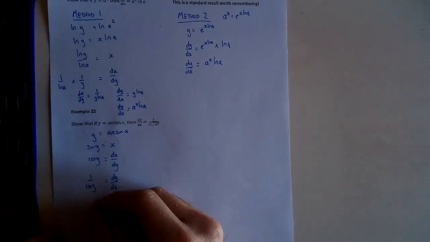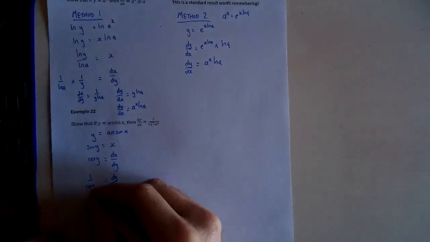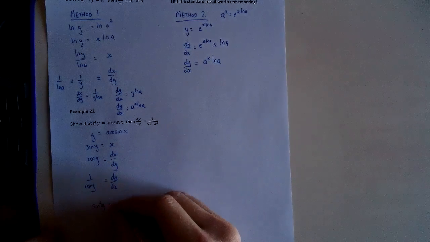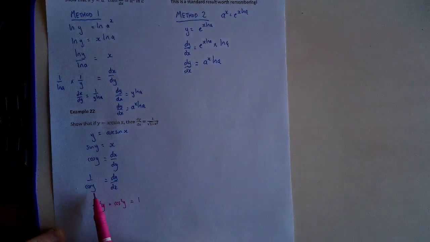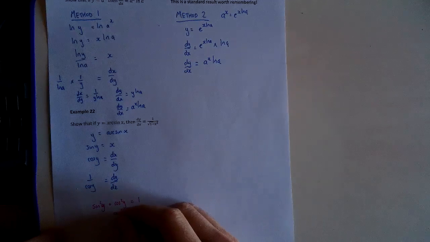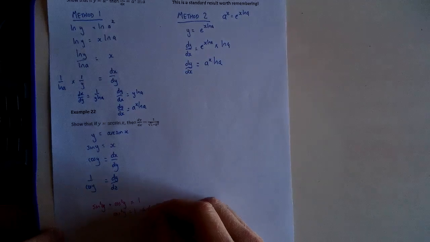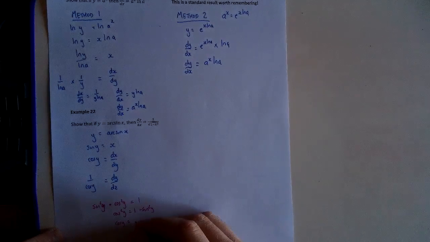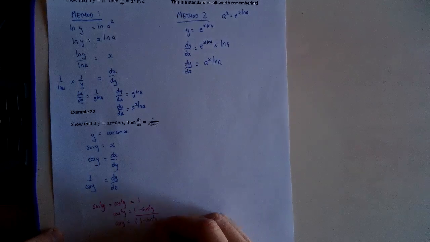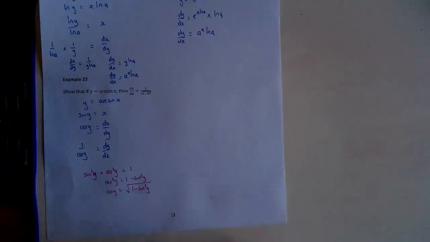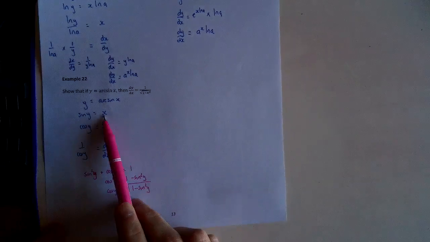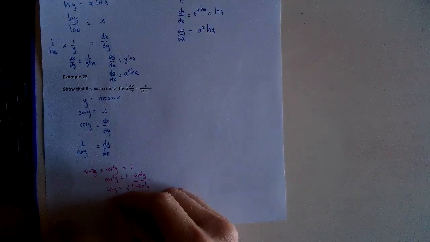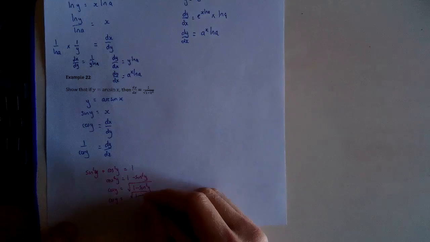I'm going to use y because I've got cos y here and sine y there. So cos squared y and sine squared y, when I add them together, I get 1. I want cos y, so I'm going to rearrange it to get cos squared y equals 1 minus sine squared y. So cos y is root 1 minus sine squared y. Remember, I can't square root individually. Now, sine y here is just x. So sine squared y is just x squared. So cos y is root 1 minus x squared.